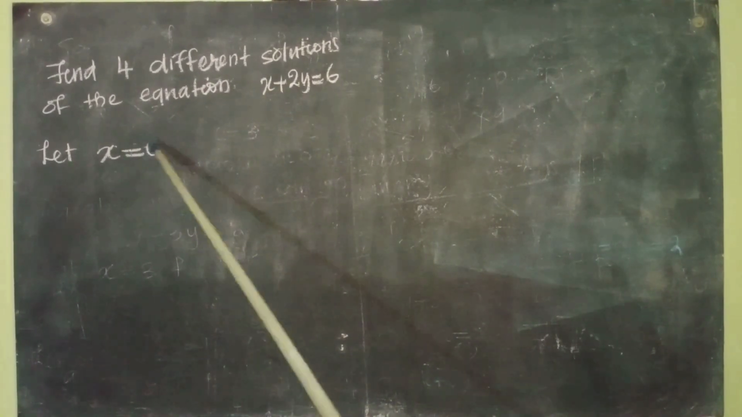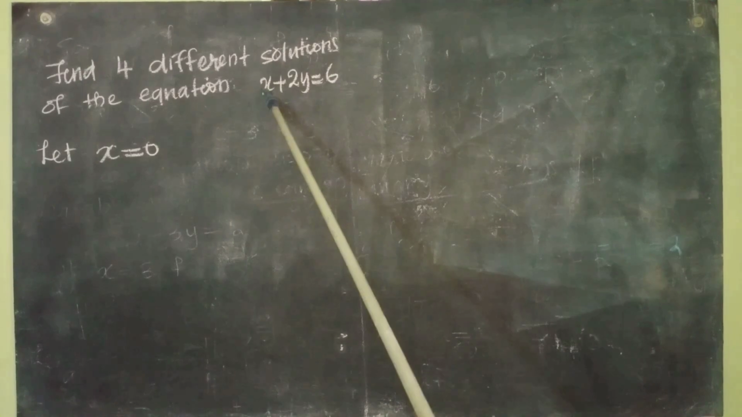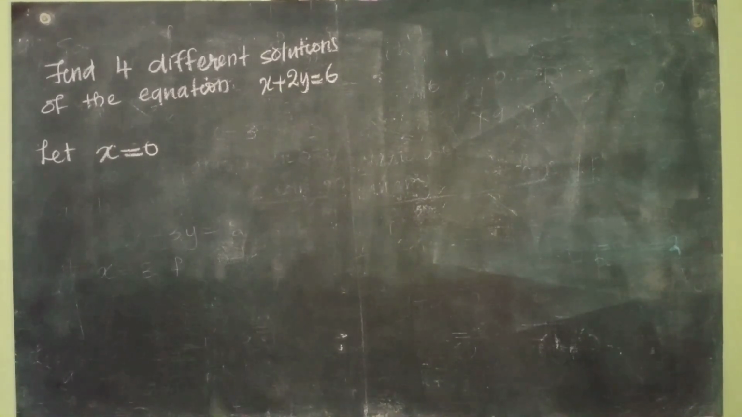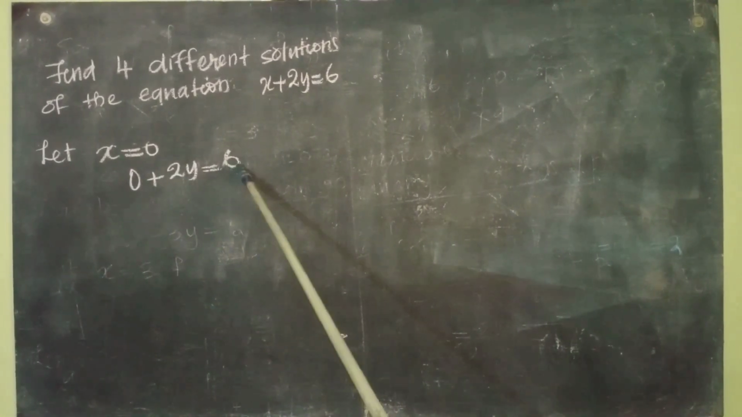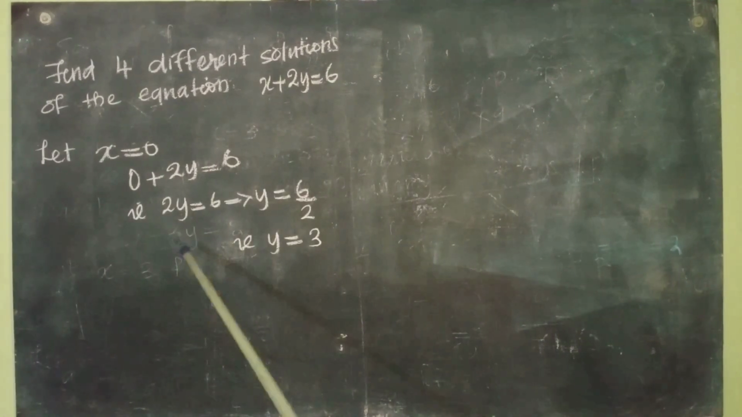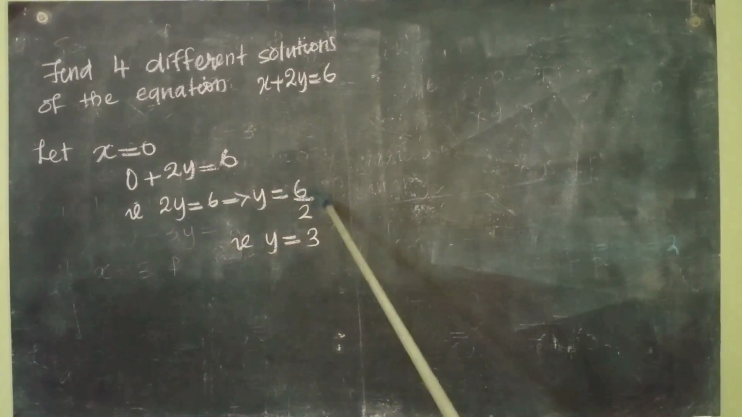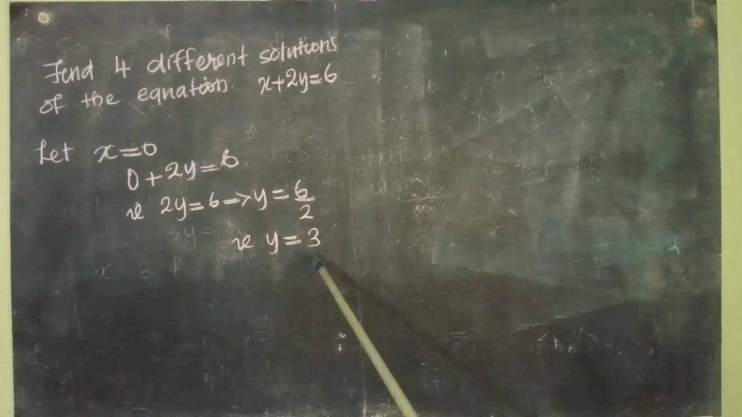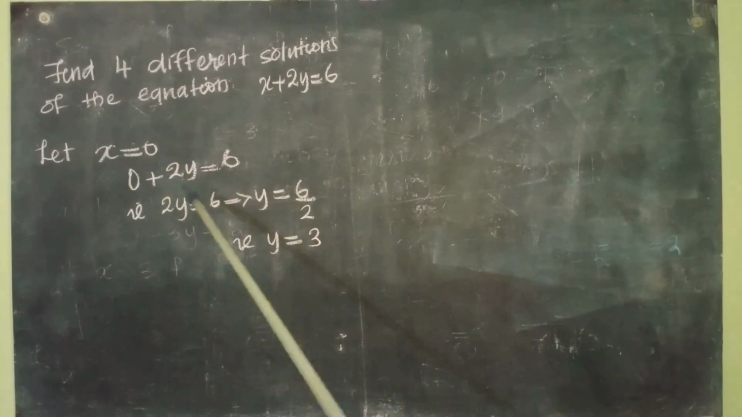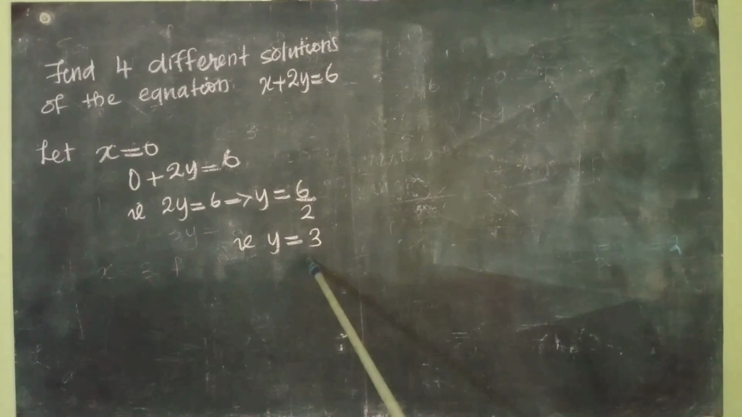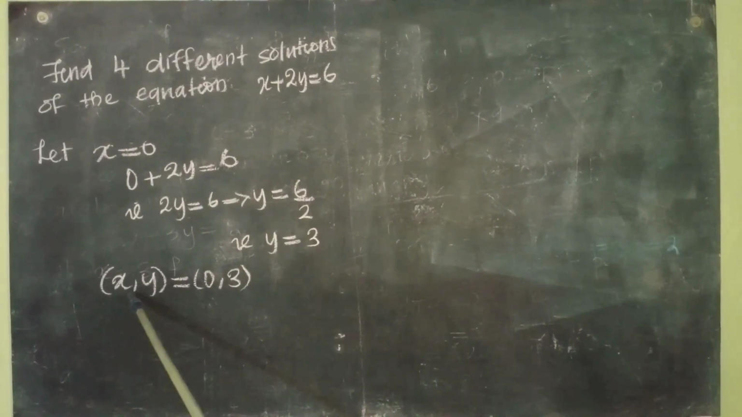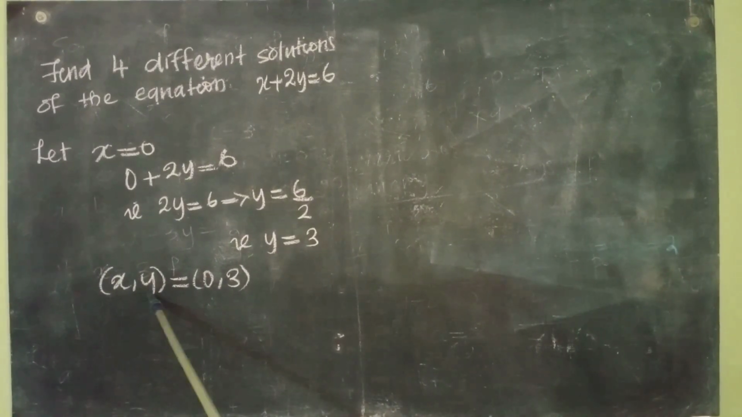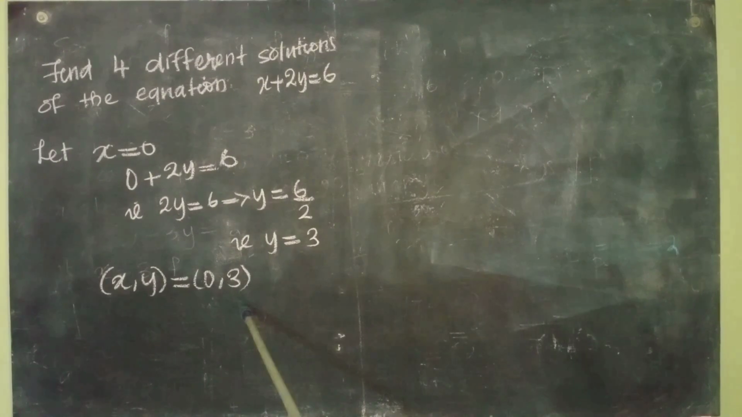I am just giving here x equal to 0. If we give x equal to 0 in this equation, let us see what will happen. It is becoming 0 plus 2y equal to 6. That is 2y equal to 6, y equal to 6 by 2, that is y equal to 3. So, we got one pair of solutions, x equal to 0 and y equal to 3. This is one solution. Let us write it in the ordered pair, like coordinates, x coordinate first, y coordinate second: 0, 3. So one solution we got.